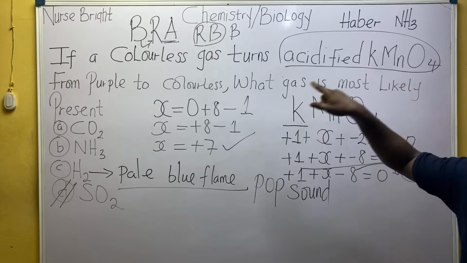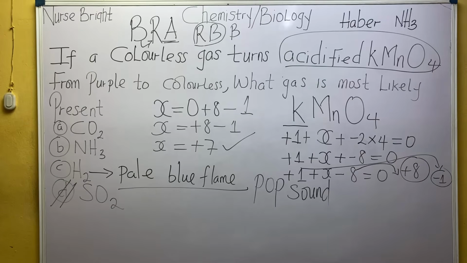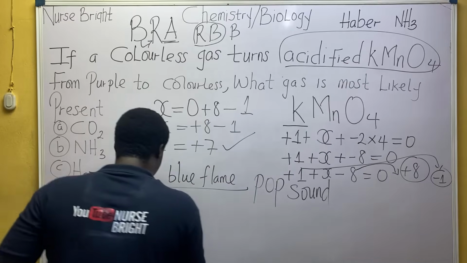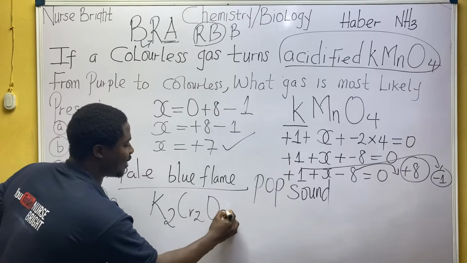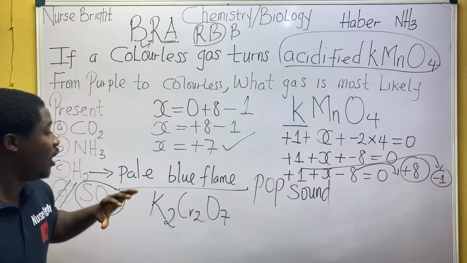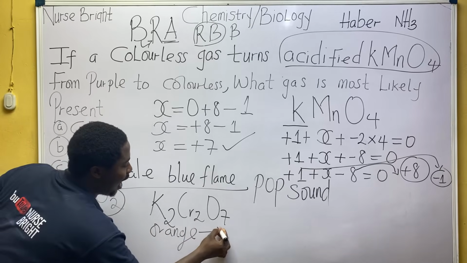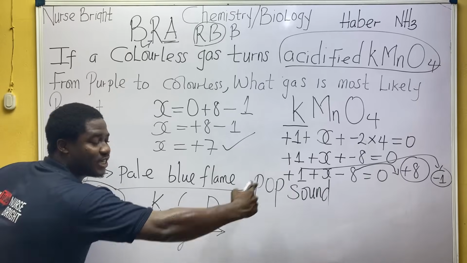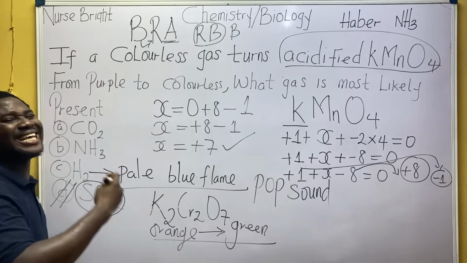Acidified KMnO4 from purple to colorless, and also it has the ability to change the color of acidified K2Cr2O7 from orange to green. See, listen, there's another form of compound, they call it K2Cr2O7. This same gas you are seeing has the ability to change this color. The initial color of this guy is orange, and when this gas passes through it, the color changes from orange to green. That is a test for SO2.